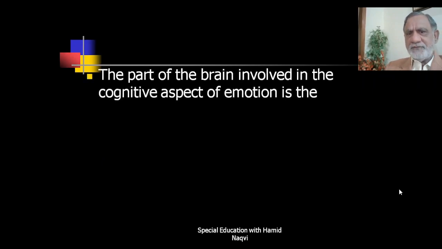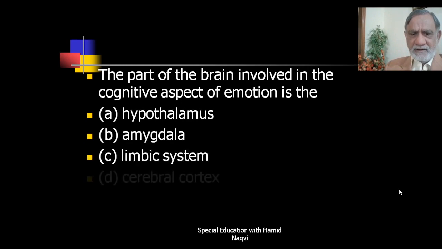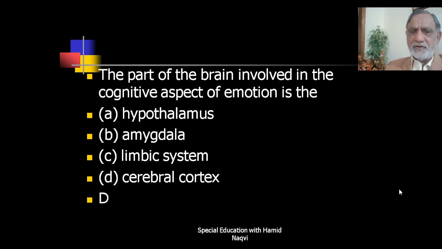The part of the brain involved in the cognitive aspect of emotion is the cerebral cortex. The correct one is the last one, that is cerebral cortex.